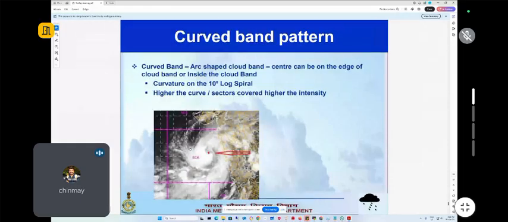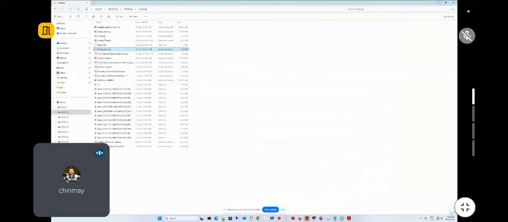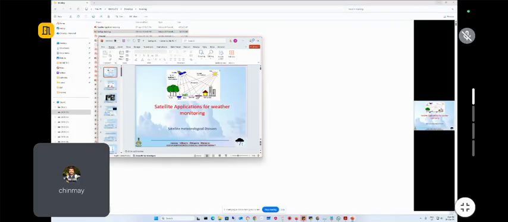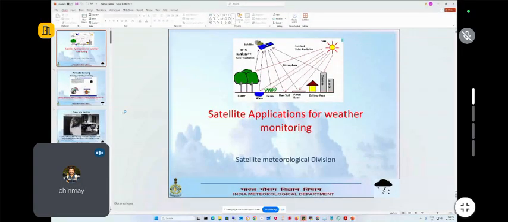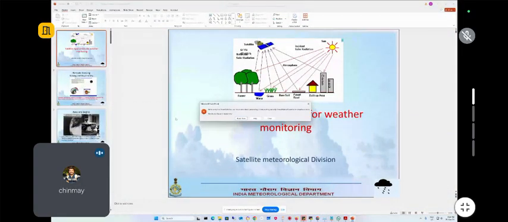Now I will show you actual examples to start with, so it will be better for you to understand. It is getting closed abruptly. I don't know why it is happening.